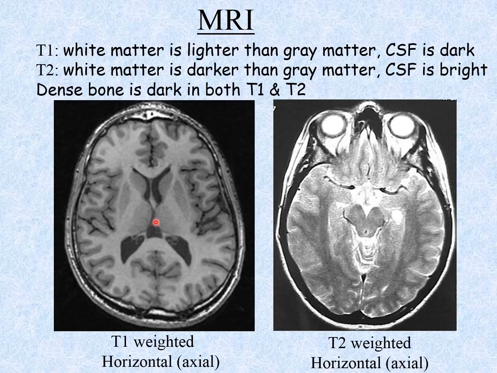Here's an excellent image of a T1 weighted image, and you can appreciate various structures and appreciate that the CSF in this case is black, whereas the brain tissue is lighter. On the other hand, on a T2 weighted image, we can see that CSF is white. All this area is CSF, and in fact, the vitreous in the eye is white because it's loaded with fluid.